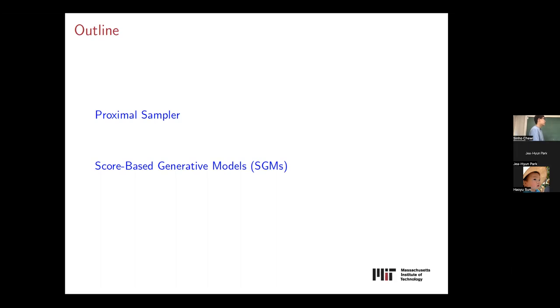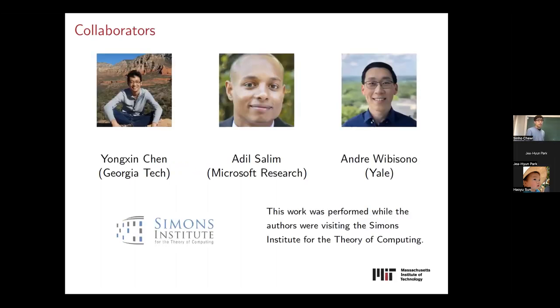And diffusion models, I don't know if you've heard of DALL-E 2. It's made the news recently because it has amazing image quality. I'll give you an example later in the slides, but that's an example of what diffusion models can do. And I personally really like diffusion models because there's a lot of interesting theory that goes into them as well. So, sorry to delay your gratification, but I'll start with the proximal sampler. All right, so this is some joint work with my collaborators, Yongshin, Adil, and Andre.